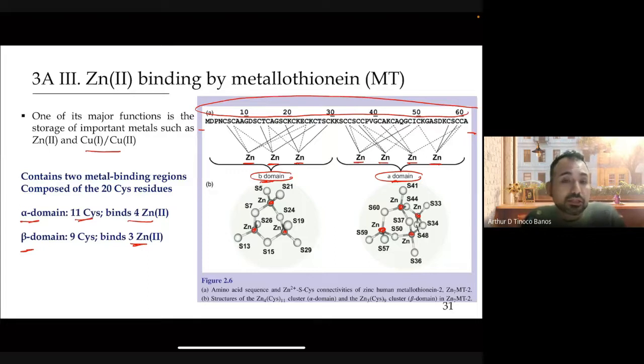Another important thing is to look at the coordination geometry. What type of coordination geometry do you see for the zinc on all these sites?